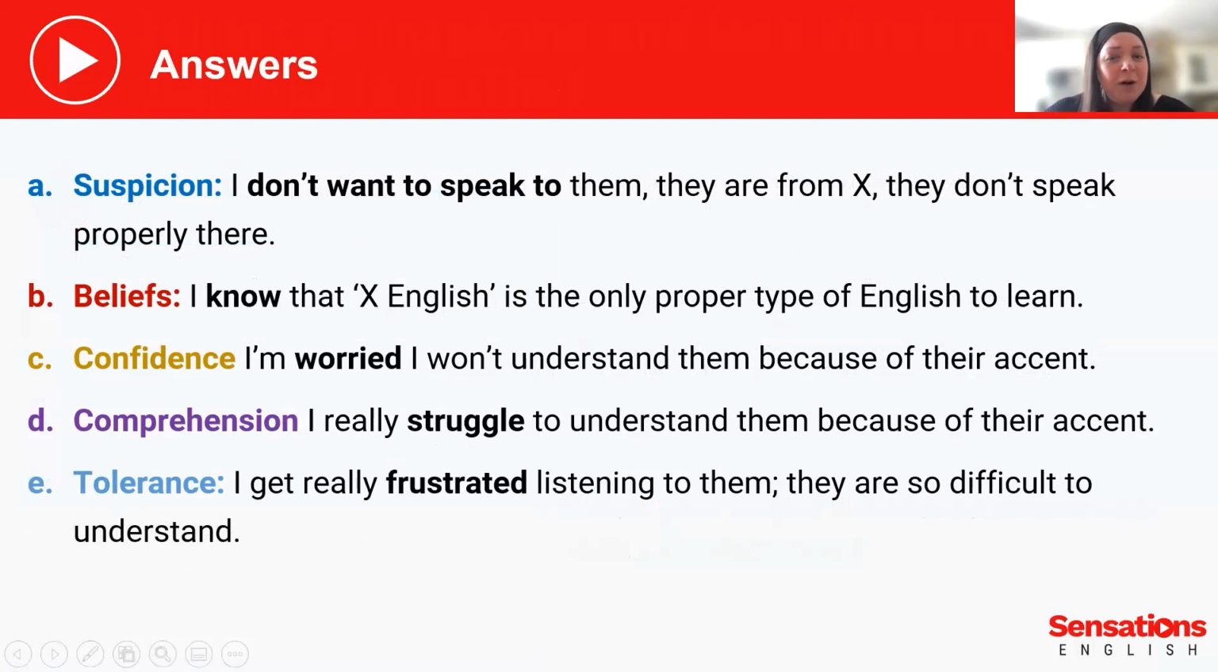Confidence. I'm worried I won't understand them because of their accent. That was me for sure. Comprehension. I really struggle to understand them because of their accent. And finally, tolerance. I get really frustrated listening to them. They are so difficult to understand. Has anyone experienced that from or heard these from their students in the classroom?